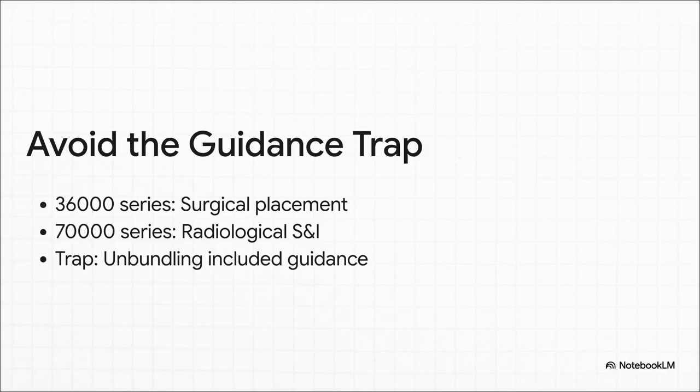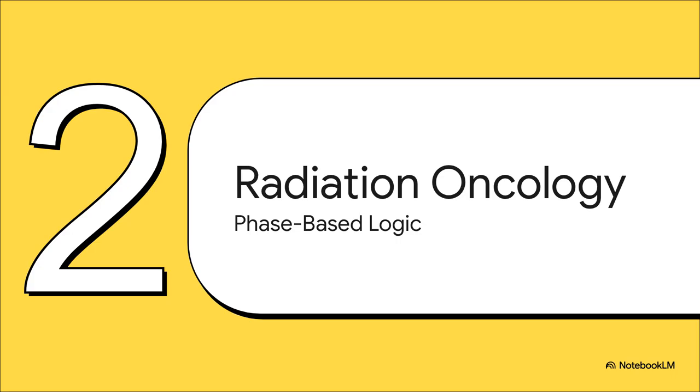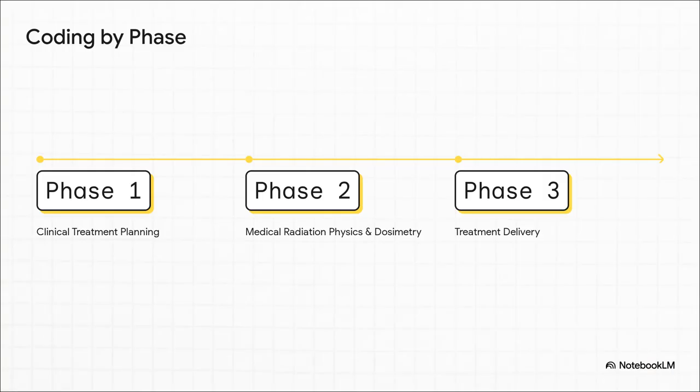No double billing. Moving right along to Section 2, Radiation Oncology Guidelines, spanning codes 77261 to 77799. For the CPC exam, radiation oncology demands some super rigid, phase-based logic. This sequence is basically your golden ticket. You have to code sequentially, phase by phase. It kicks off with clinical treatment planning. That's your 77261 through 77263 codes for simple, intermediate, or complex planning.